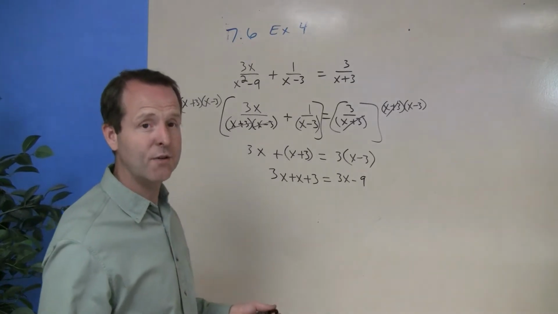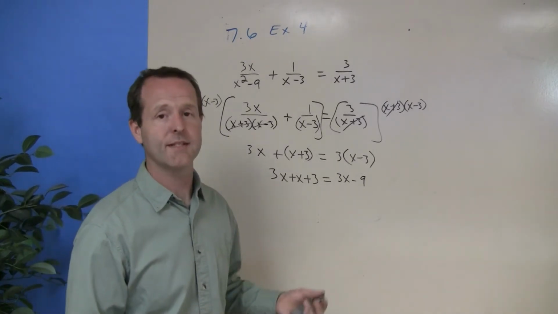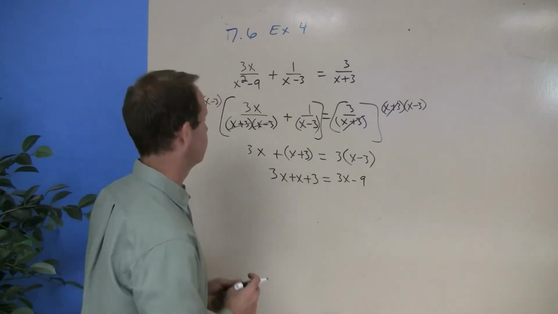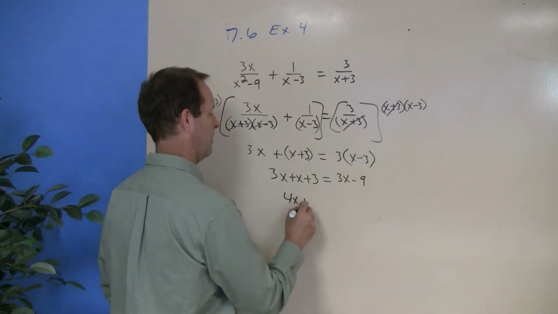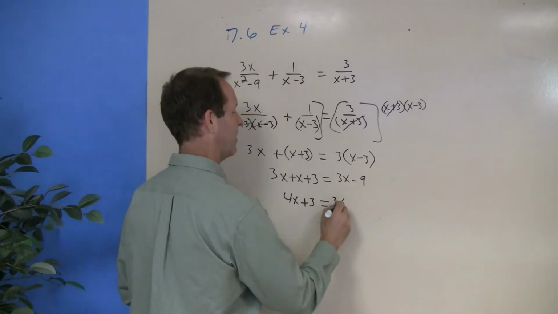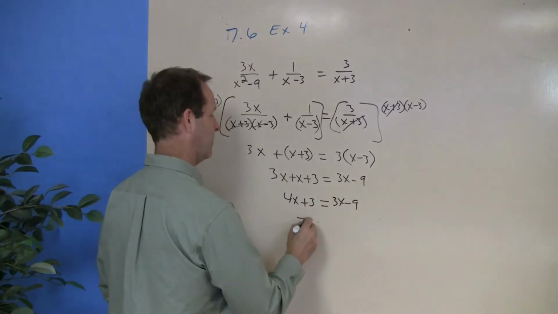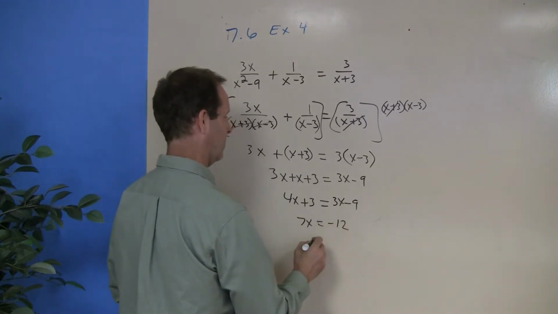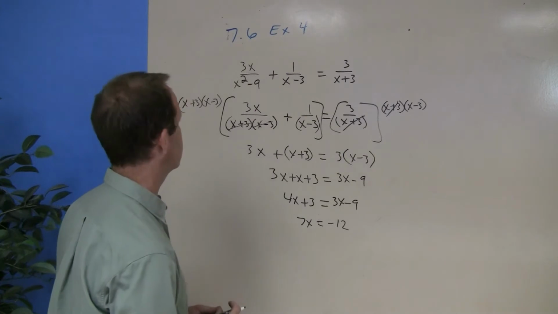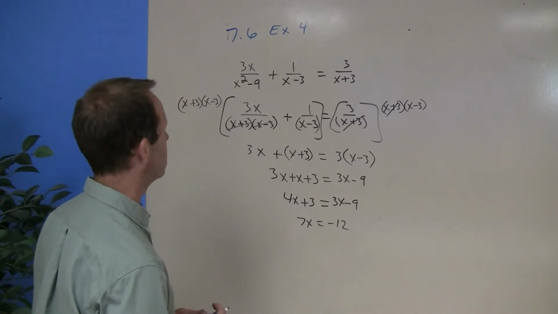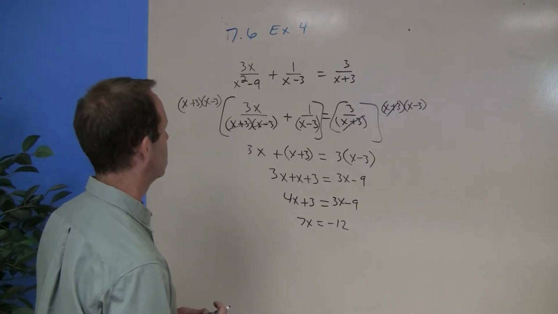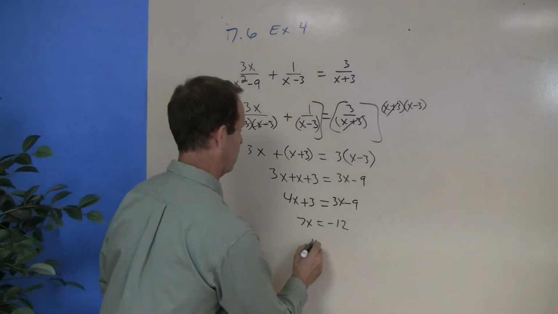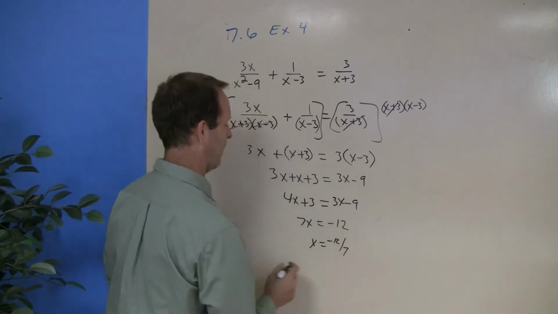I make mistakes too, but that's one of the good things about writing them all out step by step, so I'm able to go back and determine where I made a mistake. So I have a 4x plus a 3 equals a 3x minus a 9. 7x equals a negative 12. Something else doesn't feel right here too, folks. X equals negative 12 sevenths.